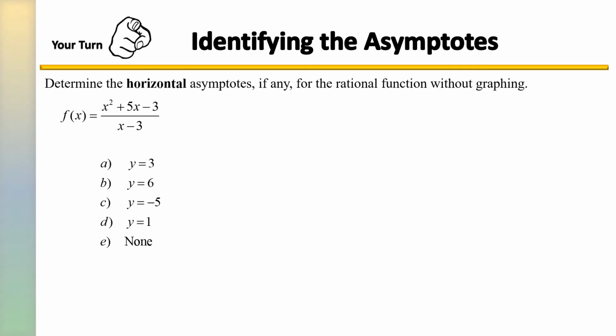And now it's your turn. I want you to determine the horizontal asymptote, if any, for the rational function without using your graphing calculator or without graphing. So go ahead and pause the video, and when you're ready to reveal the answer, you may go ahead and do so.